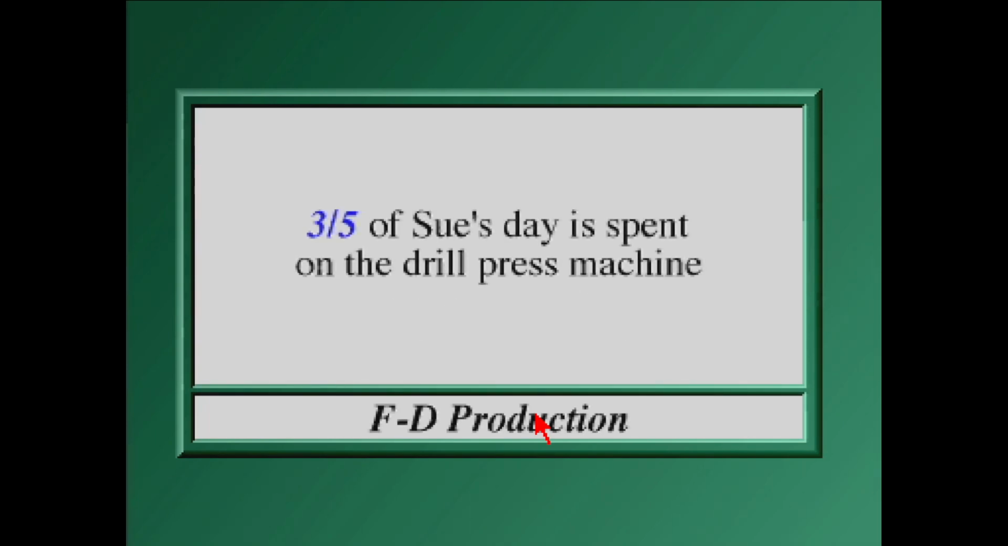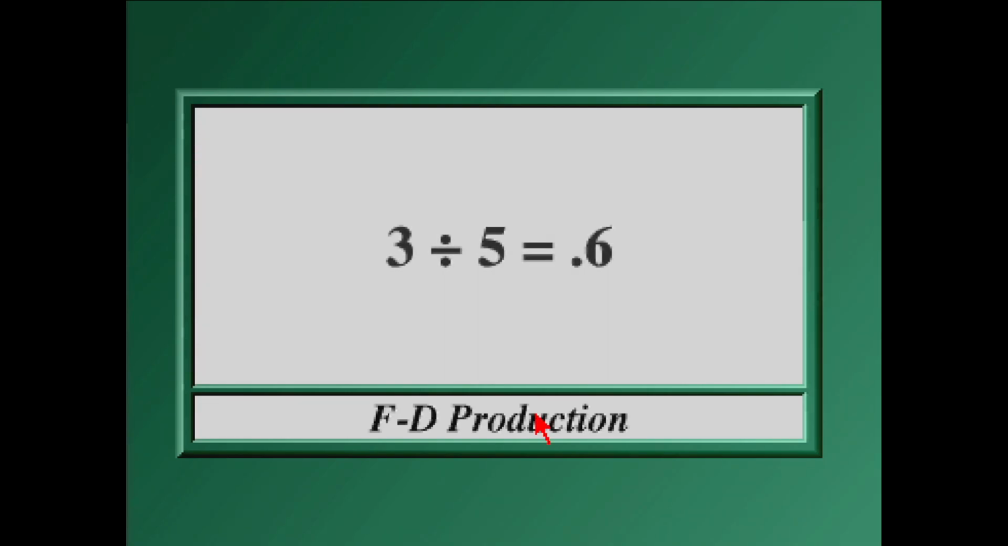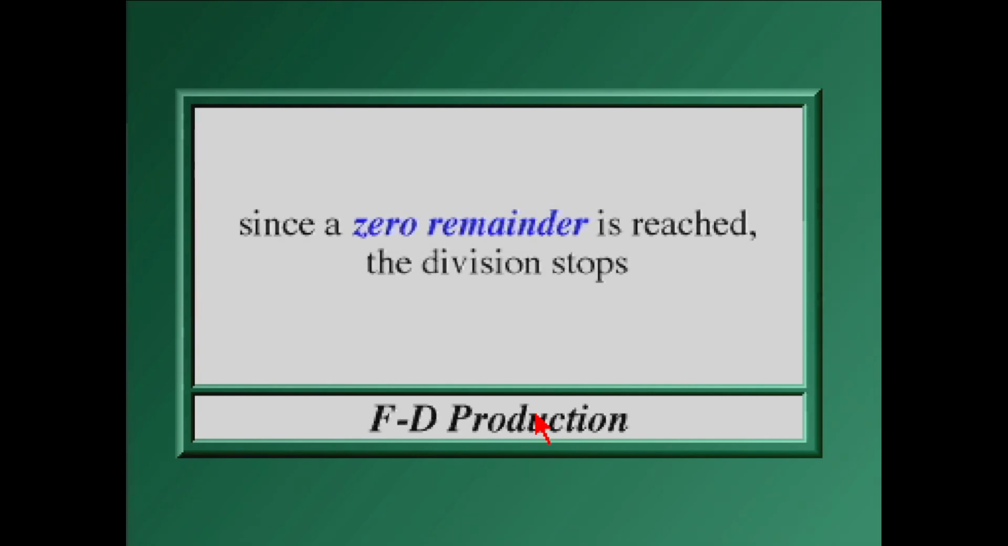Three-fifths of Sue's day is spent on the drill press machine. Sue needs to change 3/5 into a decimal. She divides the 5 into the 3. She finds that the quotient is 0.6 with a remainder of 0. Since a zero remainder is reached, the division stops. In this case, the value of the decimal is determined in the tenths column.